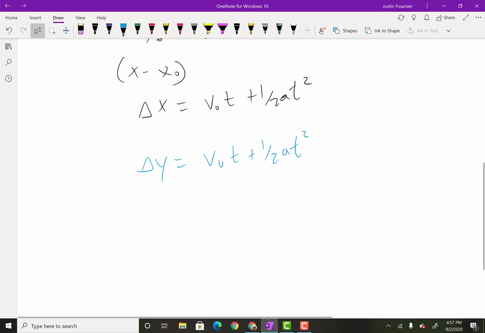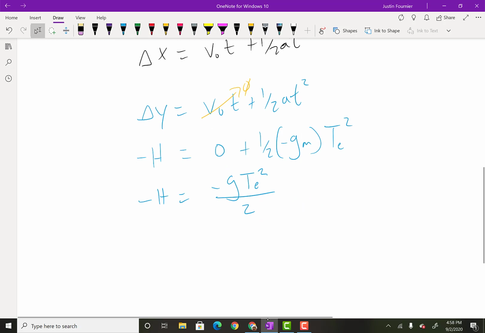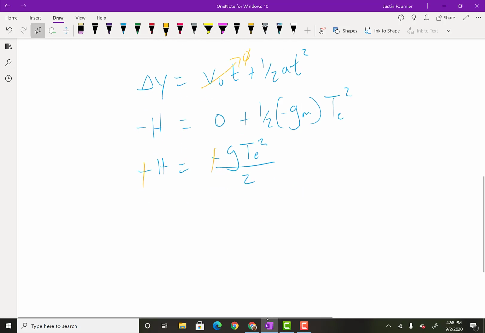Okay, so delta y for the Earth, let's plug in those values. Delta y for the Earth is negative h equals, the initial velocity for both of these is going to be 0, so 0 times t is just 0. So it's 0 plus 1/2, and then the acceleration on Earth is negative ge, and then time of the Earth squared. This simplifies to negative h equals negative ge te squared over 2, and you can see the negatives cancel out, and we get that.